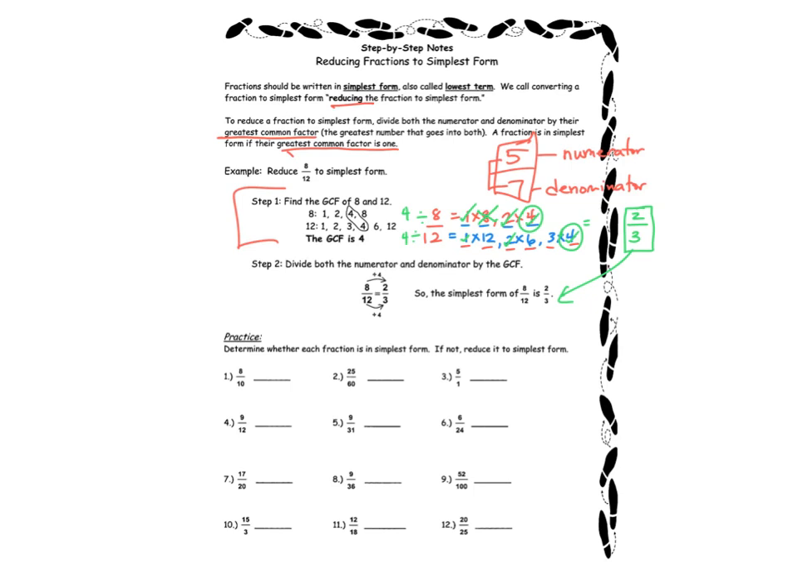So, 8/10. I'm going to put my factors out here. We know that 1 times 8 is 8. 2 times 4 is 8.